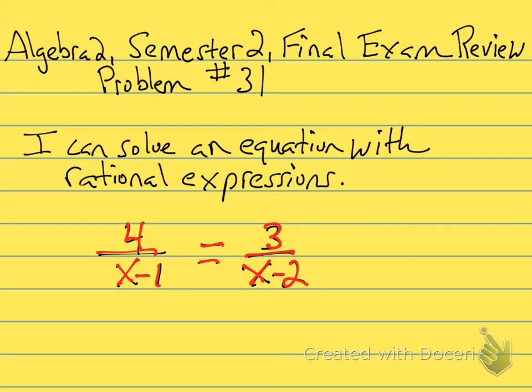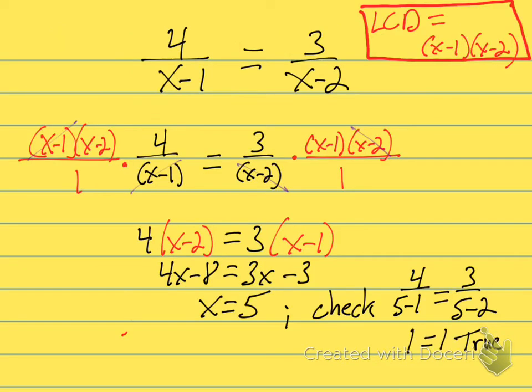This video is to help you with Algebra 2, Semester 2, Final Exam Review, problem number 31. The learning target is, I can solve an equation with rational expressions. So here you have an equation and you have rational expressions on each side. So what we want to do is solve for x.